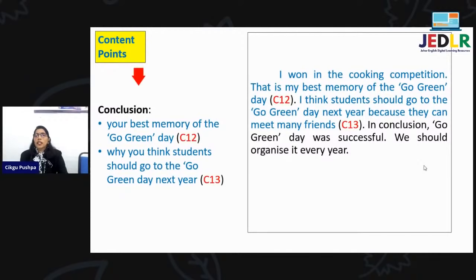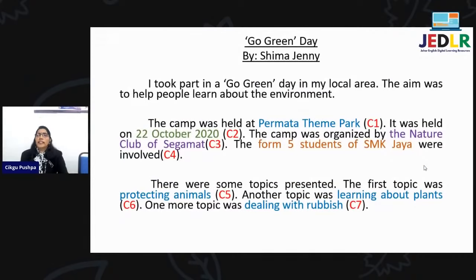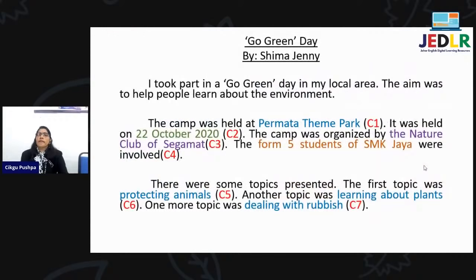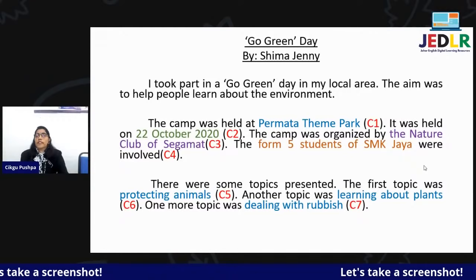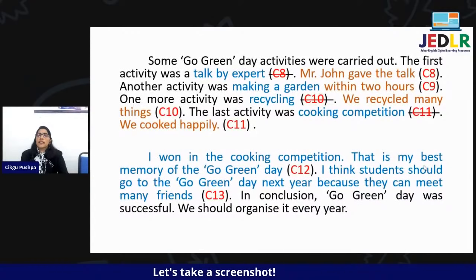In conclusion, Go Green Day was successful. We should organize it every year. Just write something very simple in order to conclude your article. And you are done. So this is your score. You are going to get 20 marks. And this is the first part of the article. You can take a screenshot if you want so that you can use this as reference material in order to do revisions later. Okay, this is the second part.